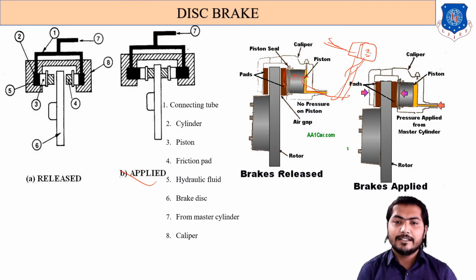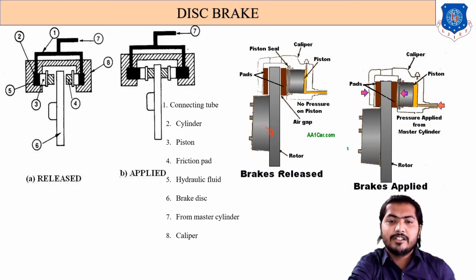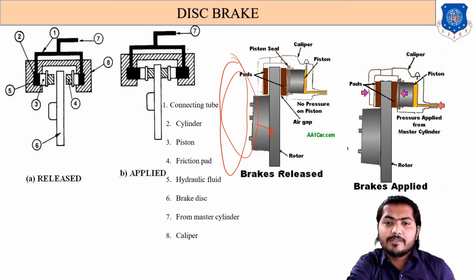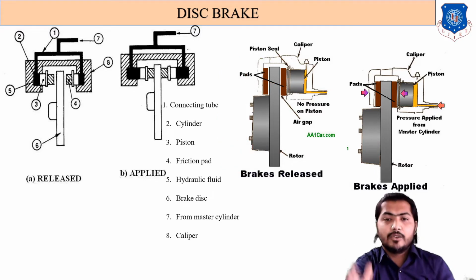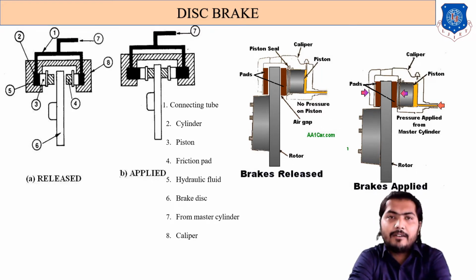These are nothing but the shoe pads, which are attached to this rotor, or we can say disc, which is attached to the wheel. When brake fluid comes here and applies pressure on this side, the piston moves and compresses the rotor, or disc. So friction is induced, the speed automatically slows down, and after some time it stops. This is the function of the disc brake.